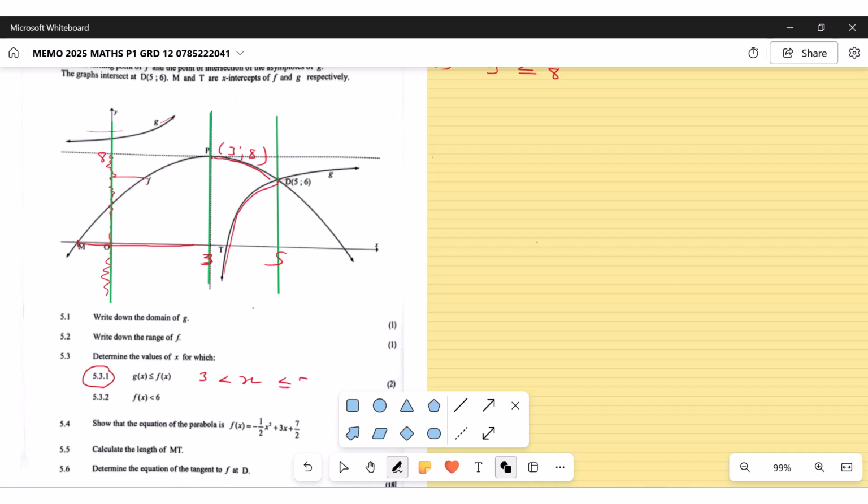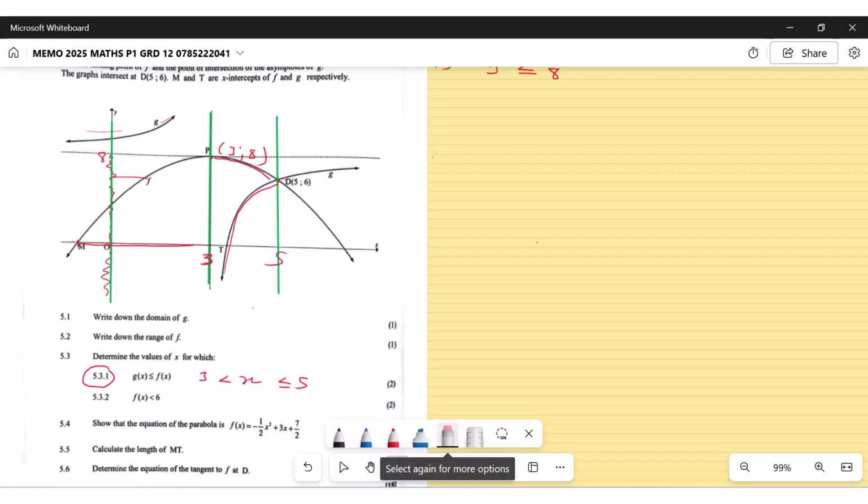Let us proceed. Now they say another one here. They say here the x values for which f of x is less than 6. Now this is the 6 here, 5 is to 6 here. Now if I may draw a line here, let's get some space here, a line which is horizontal.